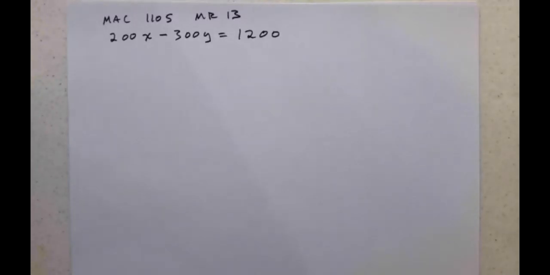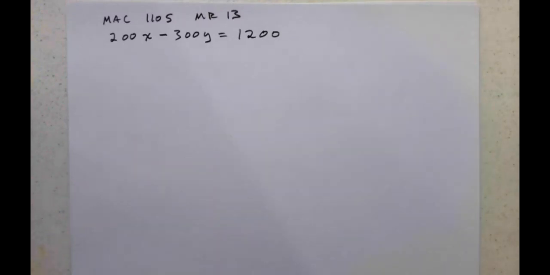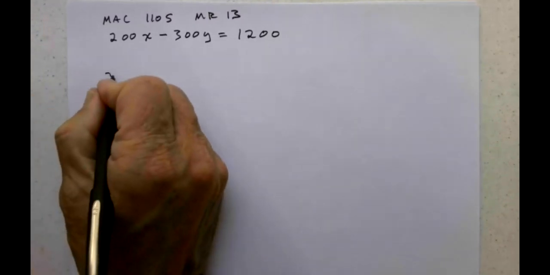In this question, we want to examine 200x minus 300y equals 1200. We want to identify the x-intercept, the y-intercept, and the equation. So how do I find the x-intercept?